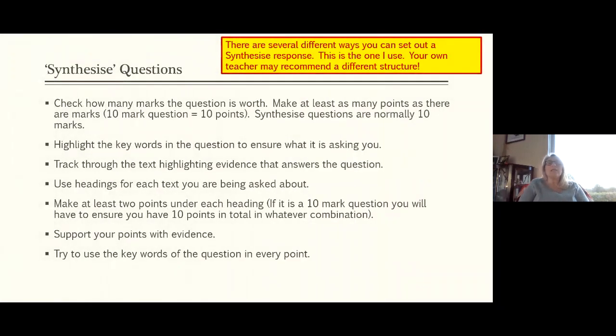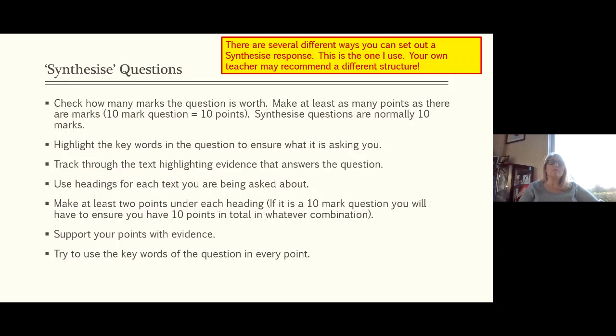Okay, so a little plan for you when you first look at the questions and decide what you're going to do. First of all, you check how many marks the question is worth. With a synthesize question, it's normally 10 marks, no lower than that. You highlight the keywords in the question to ensure what it's asking you. Perhaps find synonyms for the words that it's looking for. You track through the text, highlighting evidence that answers the question. So each of the texts, you would track through them and find your evidence.